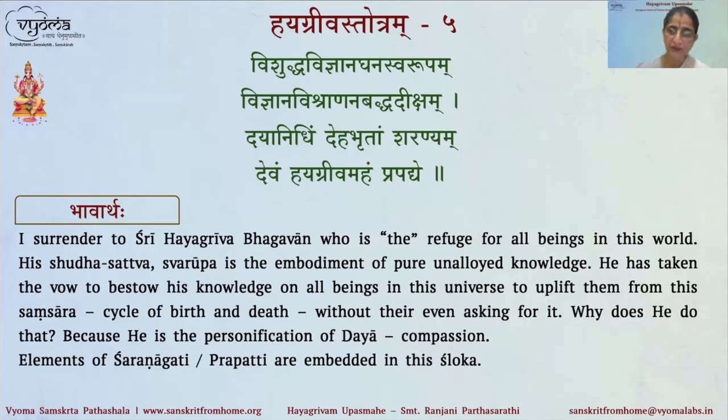Now his Shuddha Sattva Swarupa, Vishuddha Vijnana Ghana Swarupa. So we are looking at his Swarupa, his form. His Swarupa is Shuddha Sattva Swarupa. There is no mixing of Rajo or Tamoguna in it. It's an embodiment of pure unalloyed knowledge. That's what we mean by Vishuddha Vijnana Ghana Swarupa. It's Vijnana Ghana, unalloyed knowledge. There's nothing other than Vijnana, and it is pure, unalloyed knowledge.